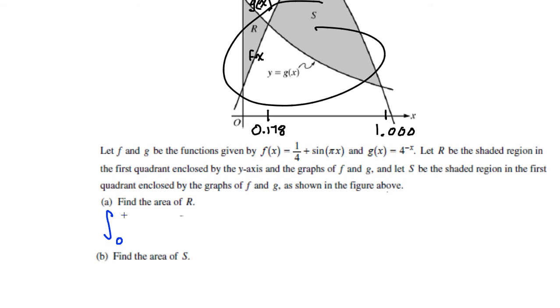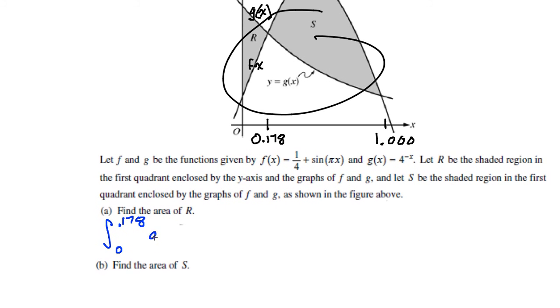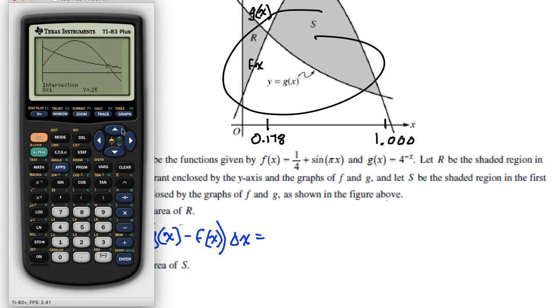This integral is going to be between 0 and 0.178. And be careful now. It's always top minus bottom. The top here is g of x minus the bottom, f of x. And remember that we did f as y1, so it's going to be y2 minus y1 when I'm doing this on my calculator, for the first one at least, for the area of R. S will be a little bit different.